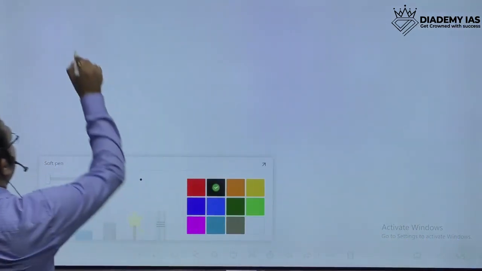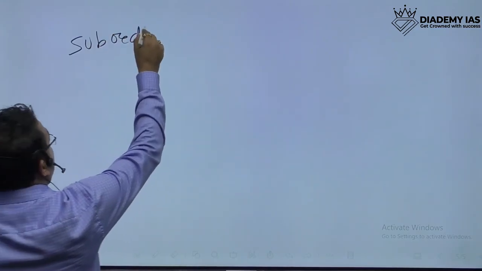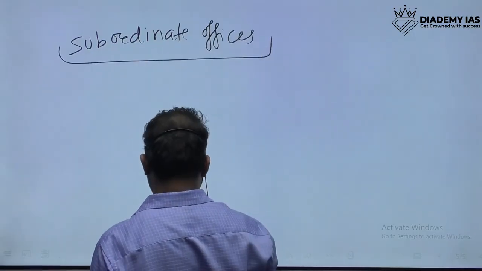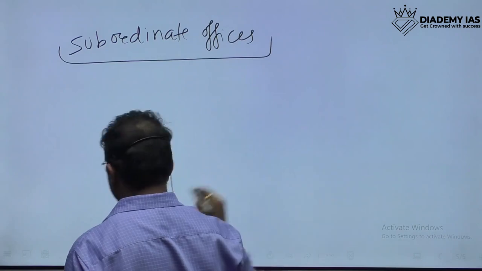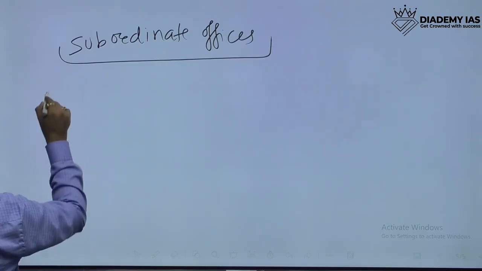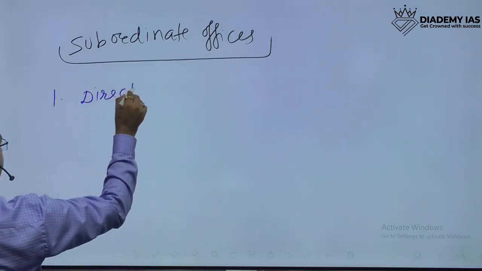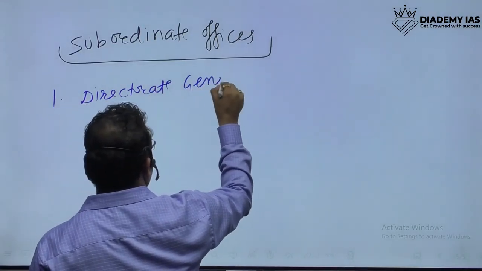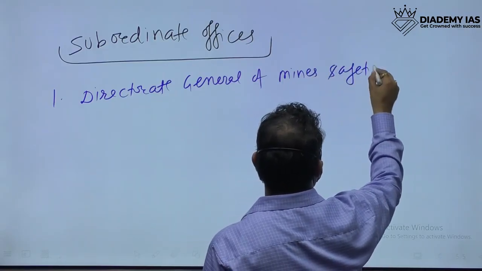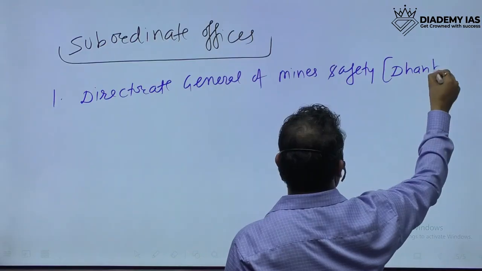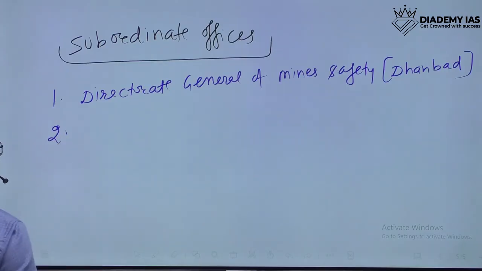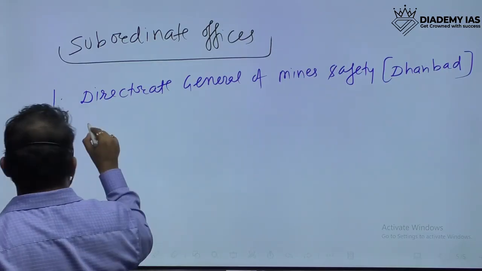Now we have the subordinate offices. What is the role of these subordinate offices, and what are their names? First is the Directorate General of Mines Safety, Ahmedabad. Directorate General of Mines Safety, Dhanbad. And then there are various offices of welfare commissions in India.